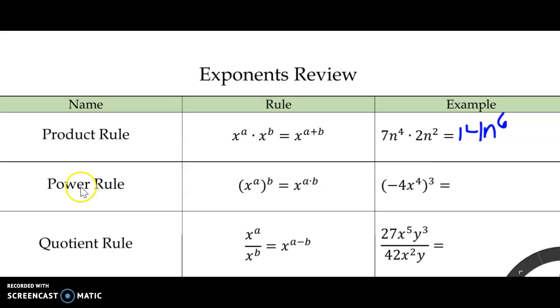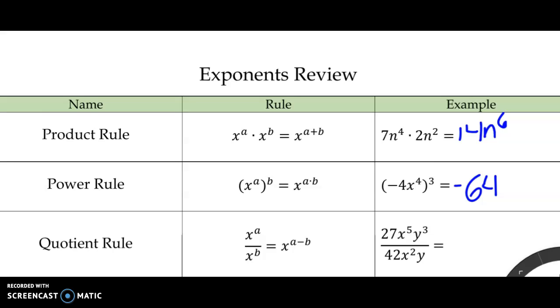Now let's talk about the power rule. The power rule states if we have x to the a raised to the b power, we will multiply our exponents together. So here we have negative 4 x to the 4th power, and we're cubing it. So here we have negative 4. We're going to cube that. So it's negative 4 times negative 4, which gives us positive 16, because negative times negative gives us a positive. Positive 16 times negative 4 gives us negative 64.